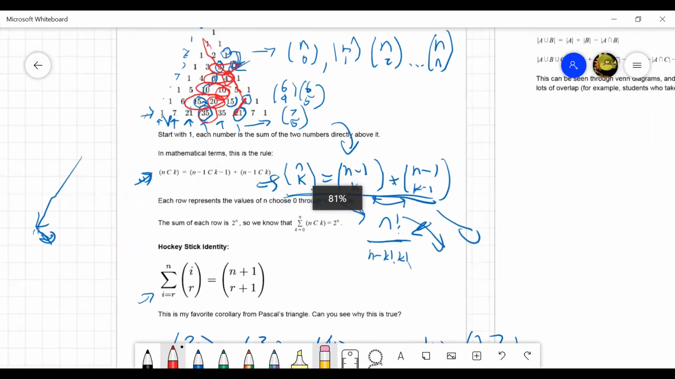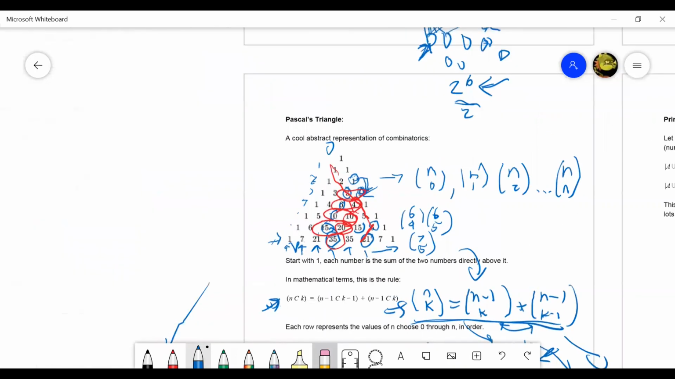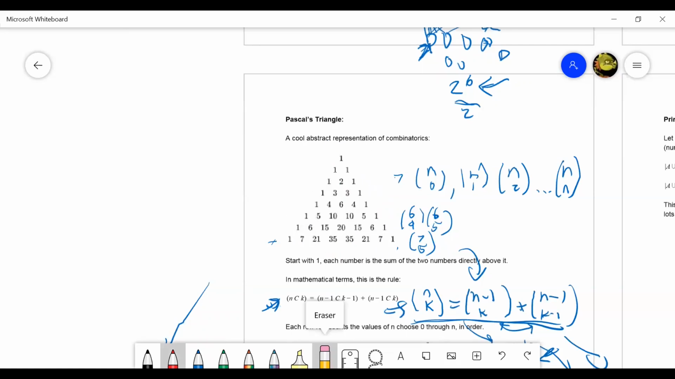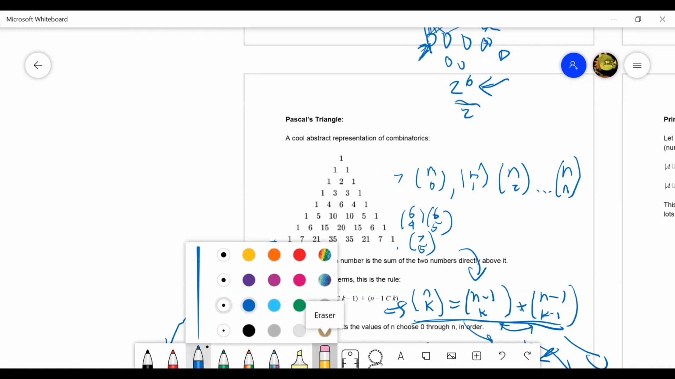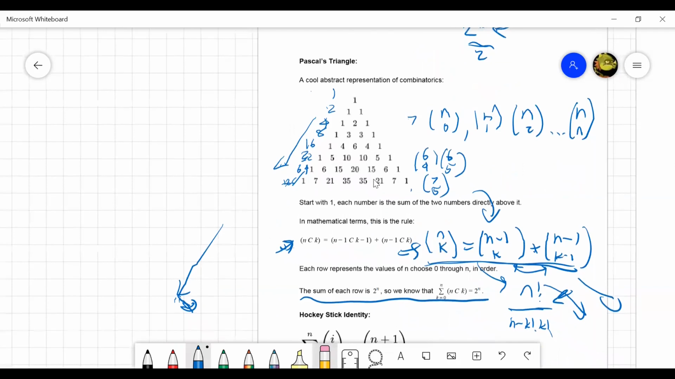All right. The last one that I forgot to mention here is that the sum of each row is 2 to the power of that row number. If we clear out this triangle a little bit, you can see that the sum of row 1 is 1. The sum is 2, this is 4, this is 8, this is 16, this is 32, 64, 128, and so on. So it's like 2 to the 0, 2 to the 1. And this fact is actually pretty useful.